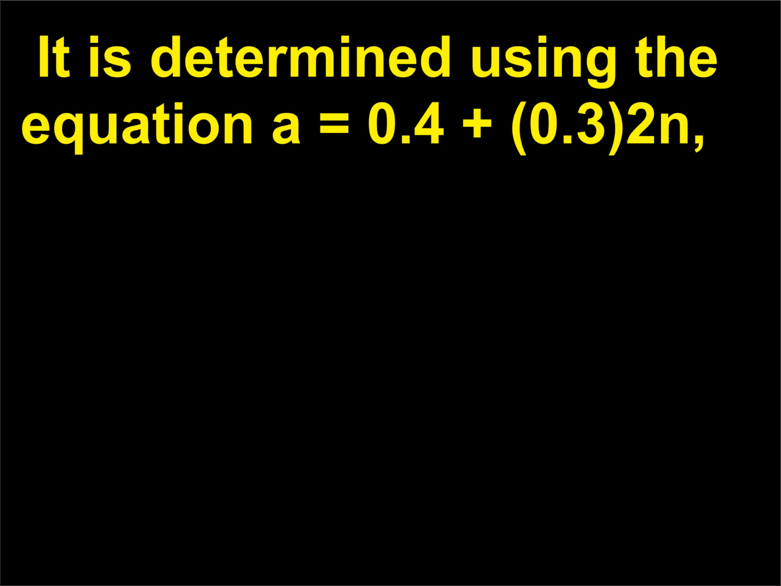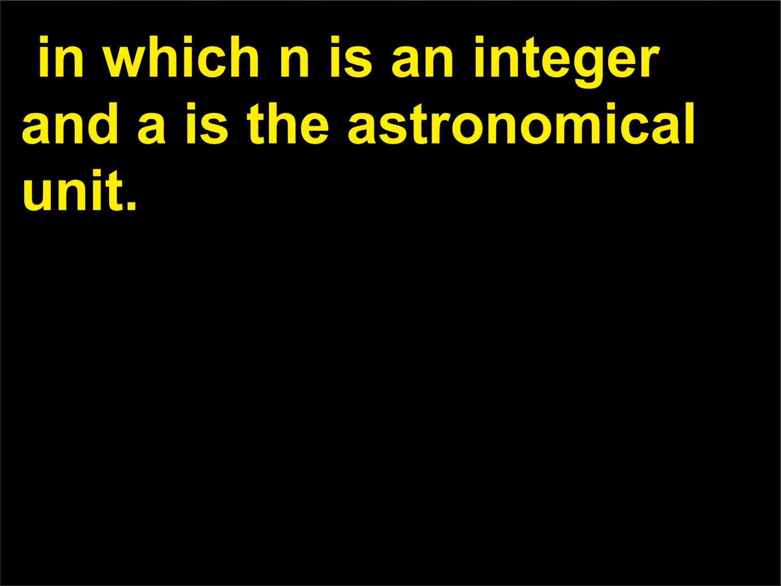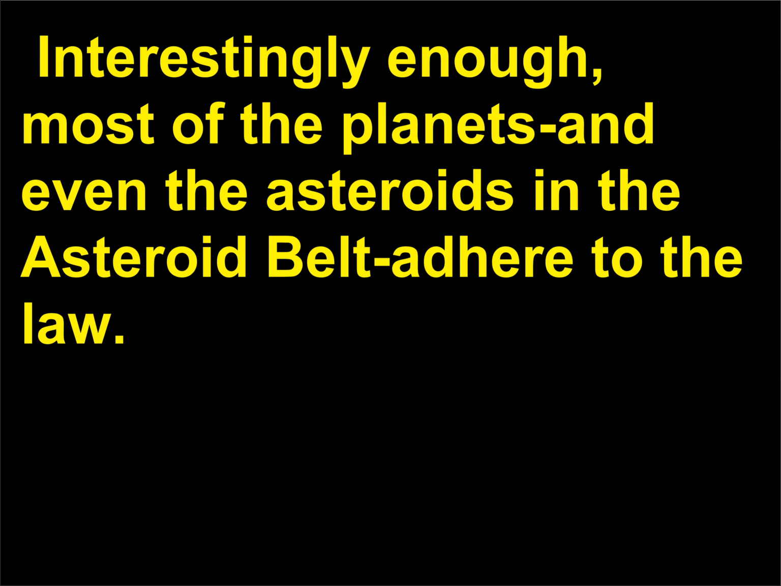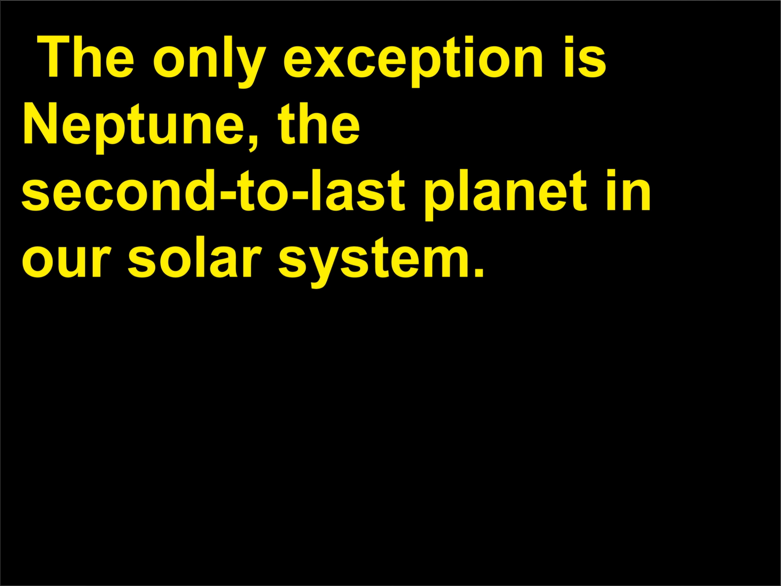It is determined using the equation a equals 0.4 plus 0.3 times 2^n, in which n is an integer and a is the distance in astronomical units. Interestingly enough, most of the planets and even the asteroids in the asteroid belt adhere to the law. The only exception is Neptune, the second to last planet in our solar system.